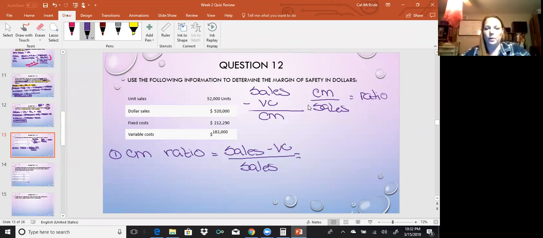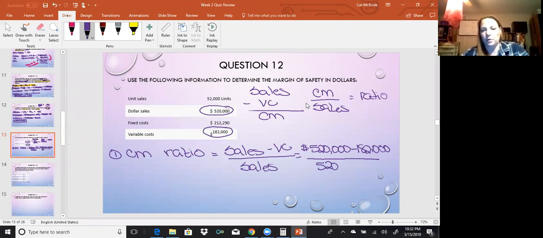So here, our sales are $520,000 minus our variable costs of $182,000, divided by our sales of $520,000, and that equals 1.35, or 135%. So that's the first step.